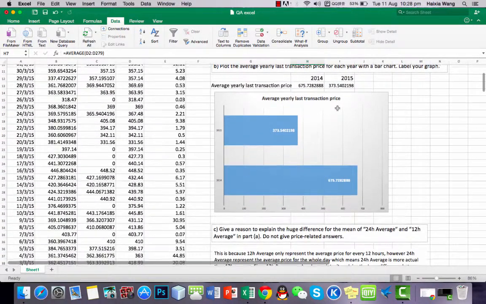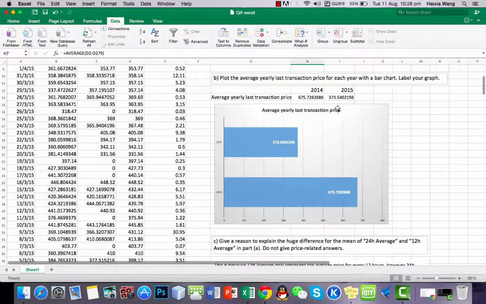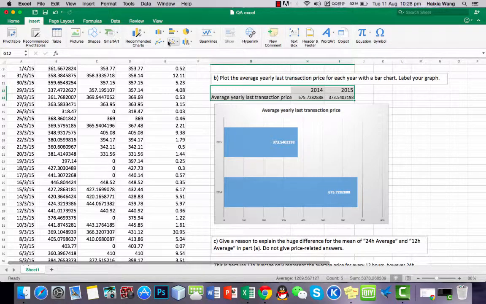For part B, I calculate the average of the last transaction price for each year using the average formula. Then I select the whole thing. Then I press insert. Then I find the bar graph we're going to use. After I press, this is what I get.